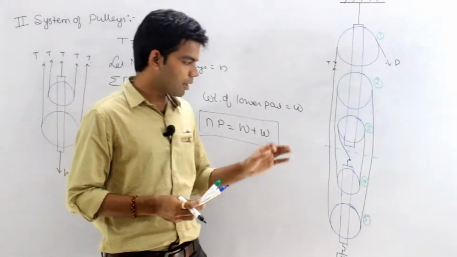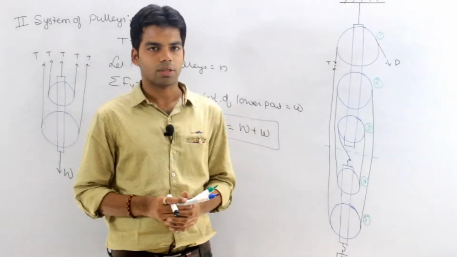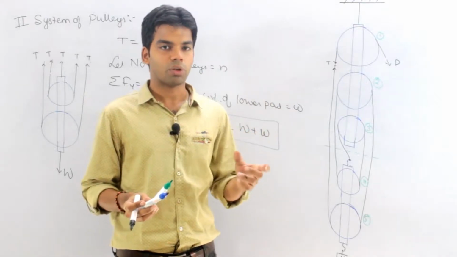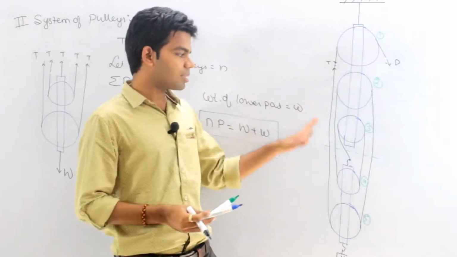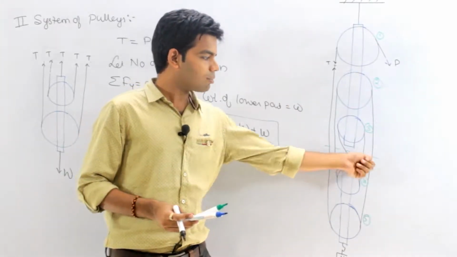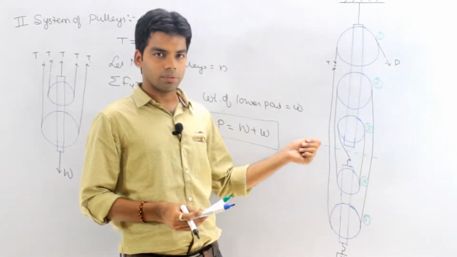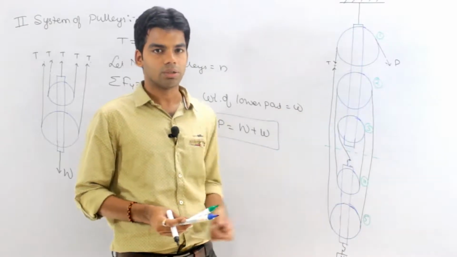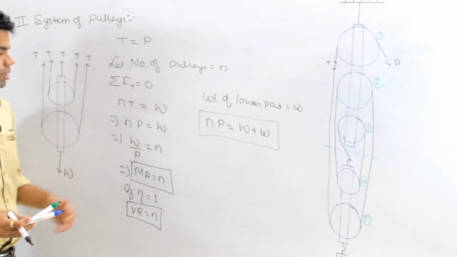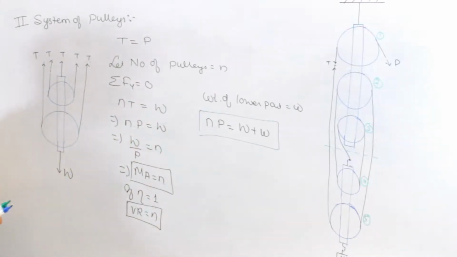And as I told you, here n is the number of pulleys used. In the previous case, n was the number of moving pulleys, which means the total number of pulleys was n plus 1. Here n is the number of pulleys. Whatever be the number of pulleys, you will get that much rope here, that much tension here. So it will be n into T minus W is equal to 0, or you can say W by P is equal to n. Mechanical advantage is n. Getting this or not?